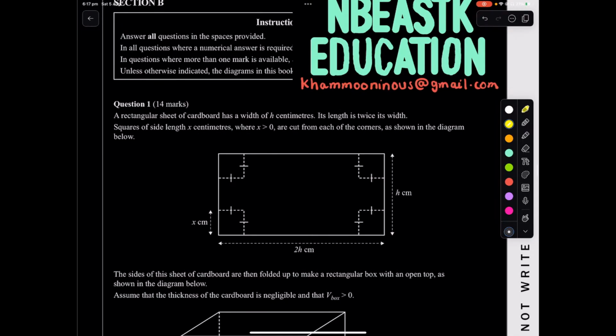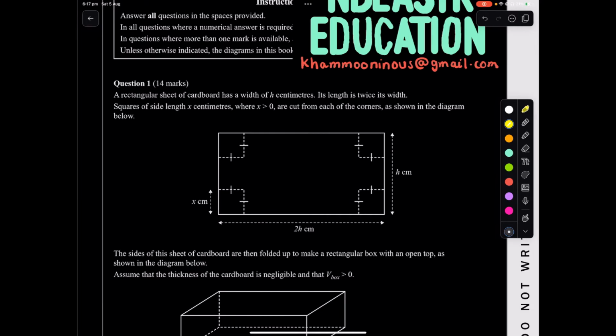Okay, question 1. A rectangular sheet of cardboard has a width of h. Its length is twice its width, which is shown over here. Square side length x centimeters, where x is greater than 0, so these are x here. And of course, x must be greater than 0. How can length be less than 0? I cut from each of the corners as shown in the diagram.